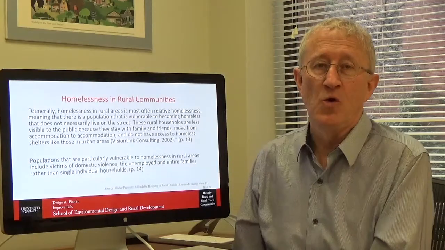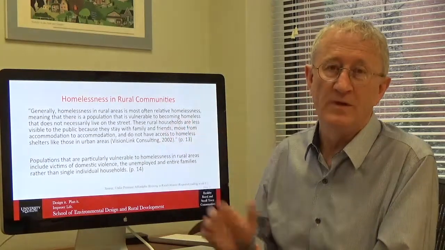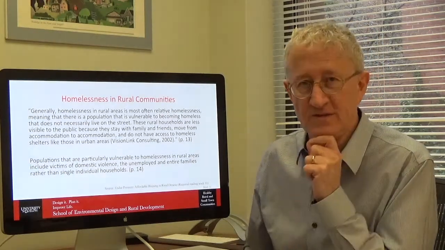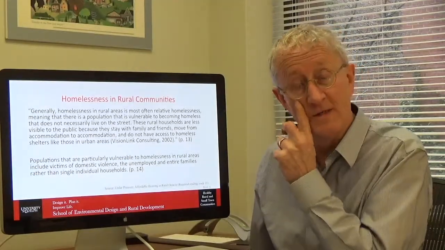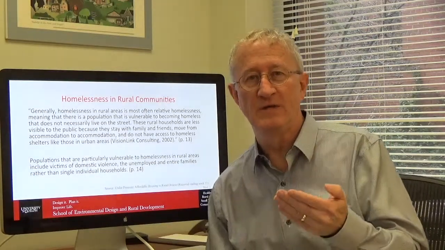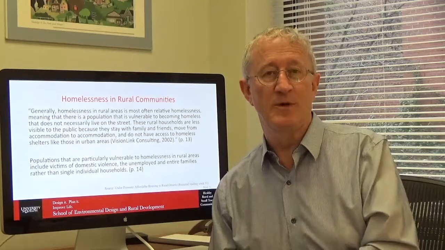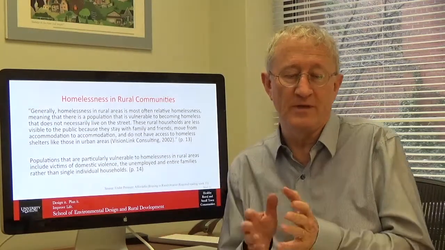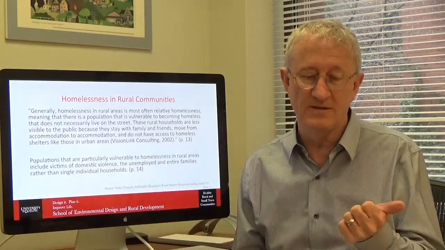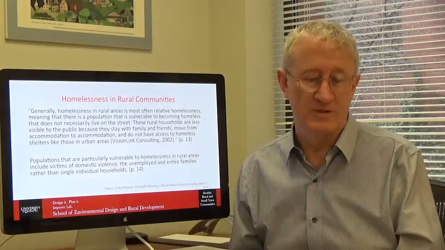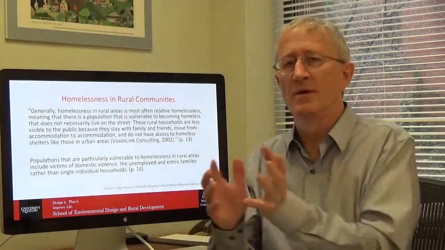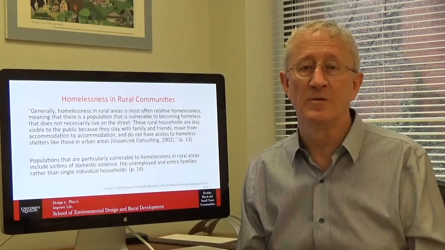This slide is looking at homelessness in rural communities, and I won't read this. It's simply to say that in rural communities, homelessness tends to be invisible, or much more invisible than would be the case in an urban situation. People will couch surf, or they will live in poor quality housing, and as mentioned in the very last paragraph, it speaks to the fact that populations particularly vulnerable to homelessness include victims of domestic violence, the unemployed, and entire families rather than single individual households. Again, noting that there are some important differences in rural compared to urban, and the housing sector reflects that.